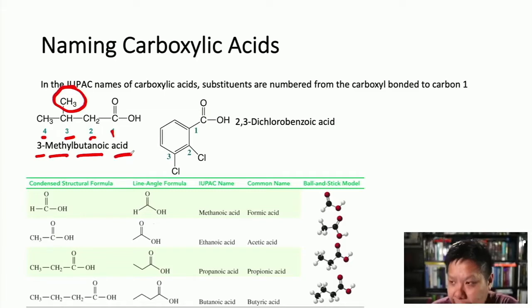3 because it's on the third carbon. Methyl because there's only a methyl there on that third carbon. Butanoic acid because it has 4 carbons, which is derived from butane, right?